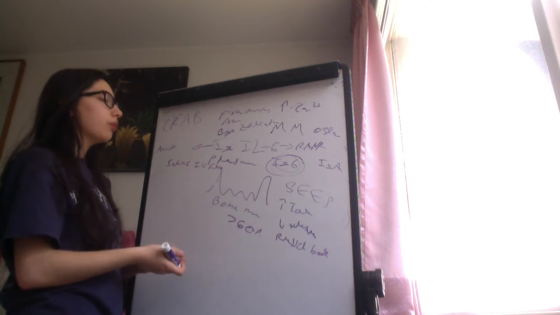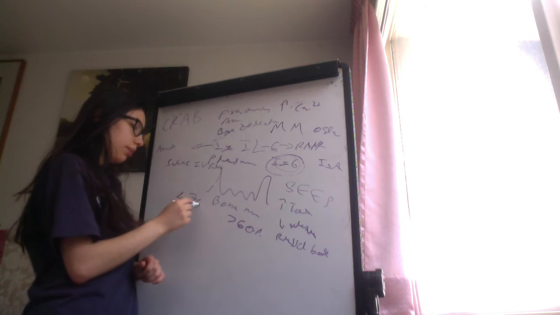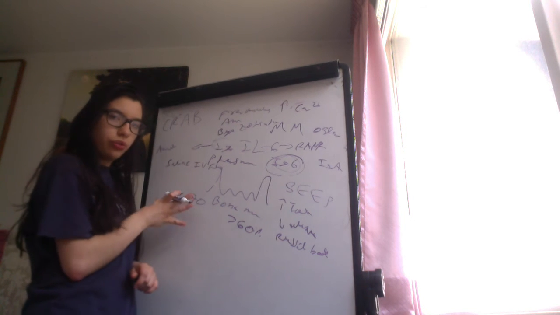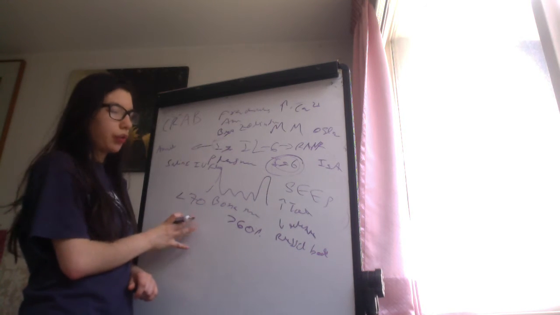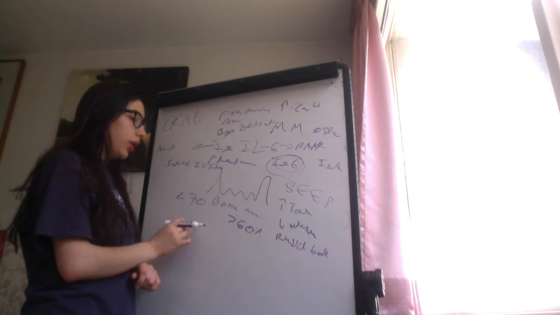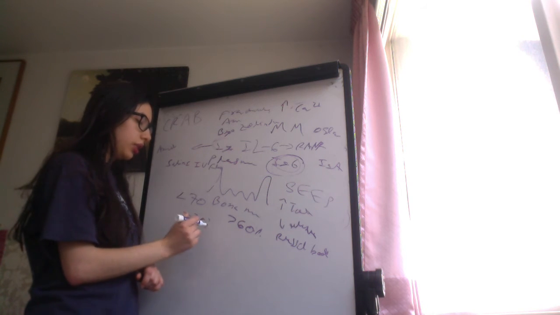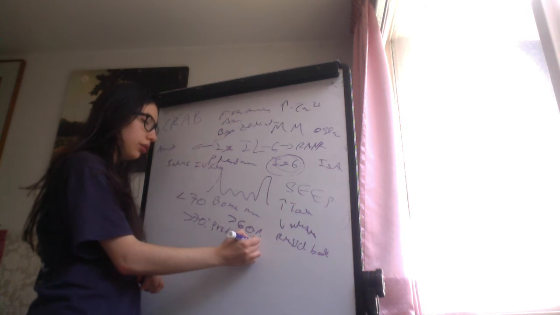Now, the treatment of multiple myeloma includes, if the patient is less than 70 years of age, an autologous transplant of bone marrow. If the patient is greater than 70, we treat them with prednisone and melphalan.